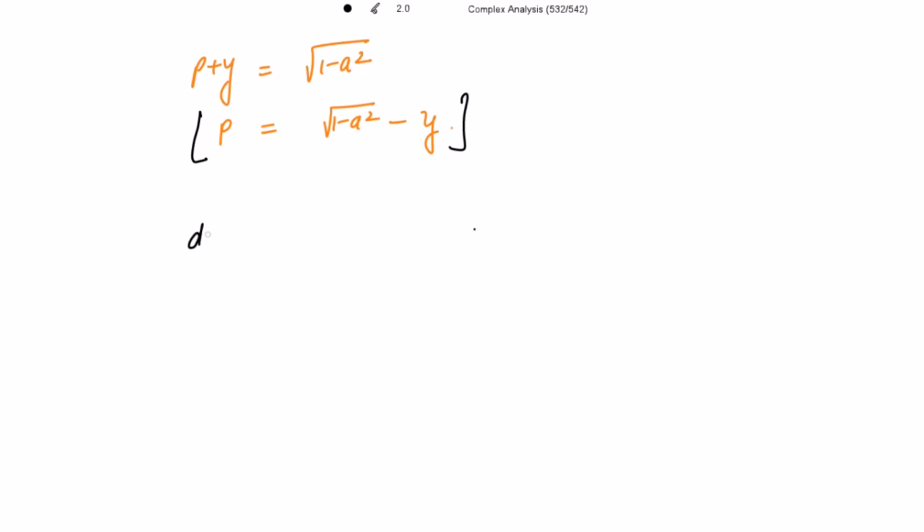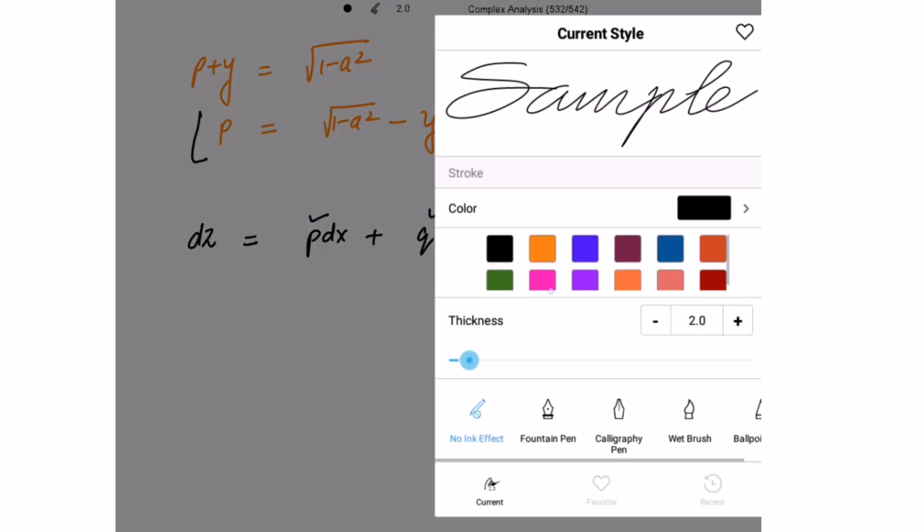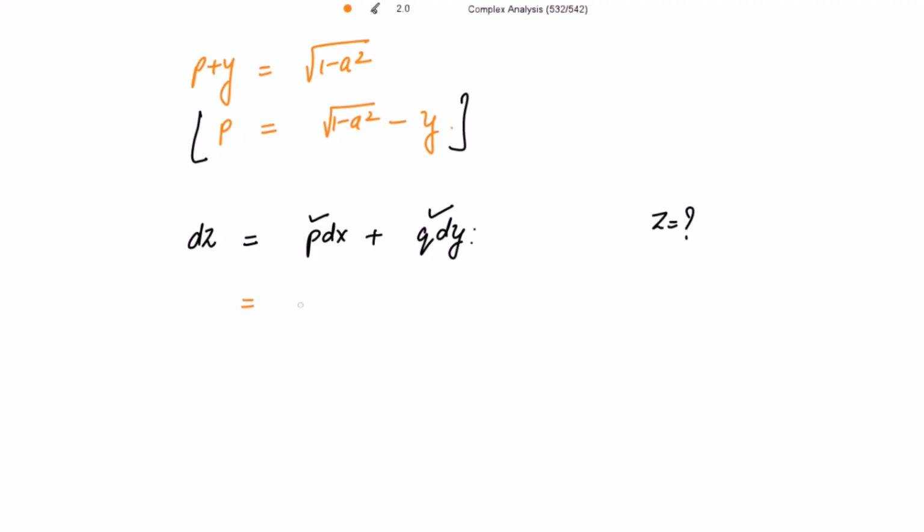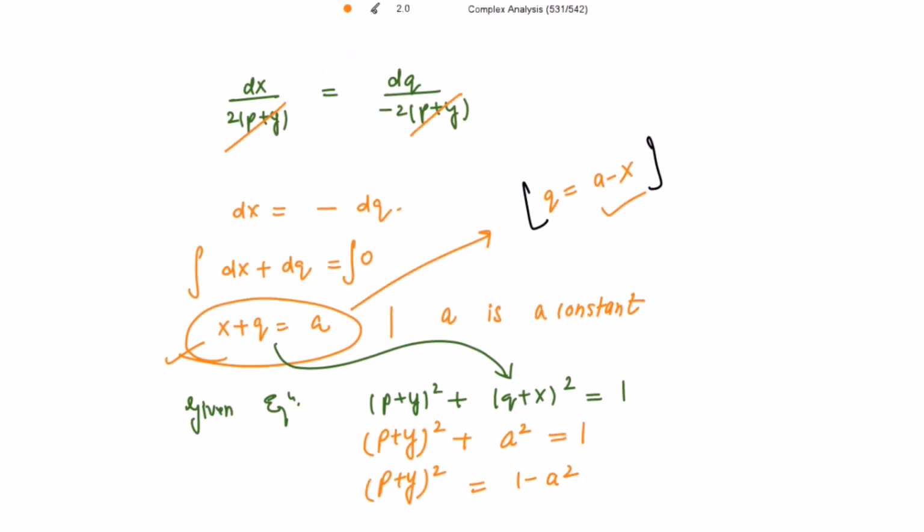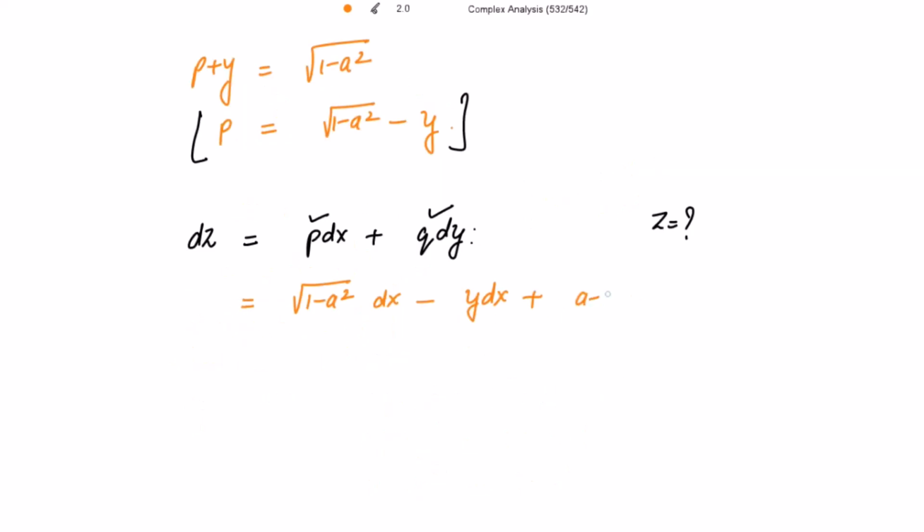Now to get the value of the complete integral, we need the value of z. So dz is equal to p dx + q dy. This we know that. Let's put the values of p and q over here. So we have this to be the square root of 1 − a² dx minus y dx plus, what is q? It is a − x. So this is (a − x) dy.